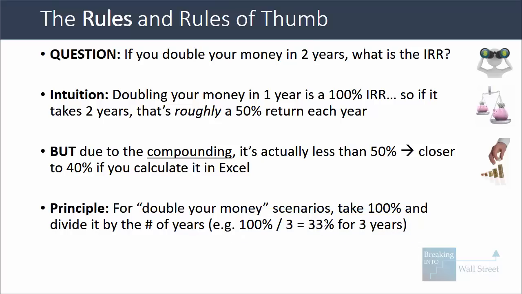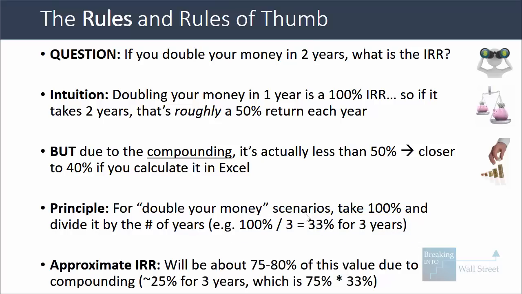But then the IRR is going to be less than this because of that compounding effect. Usually for these double your money scenarios in short time frames, it's about 75 to 80% of this value. So in this scenario where it takes 3 years to double your money, you can approximate the IRR as about 25%, which is roughly 75% times the 33%. And if you actually calculate this in Excel, it does come out to around 25 or 26%. So that's the intuition behind it. Take 100%, divide by the number of years, and then the IRR will be about 75 to 80% of that.